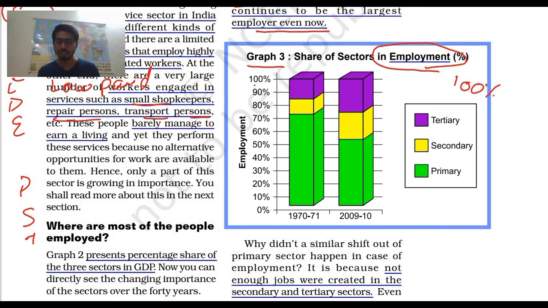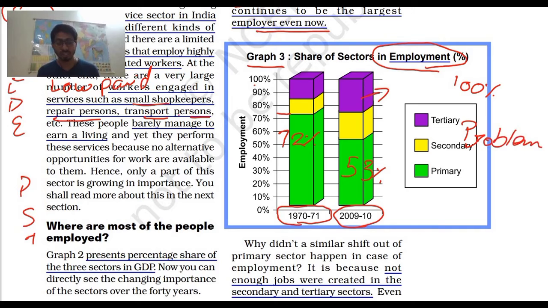Earlier in 1970-71, how much percentage of people were involved? It is near to 72%, as you can see here. In 2009-10, again near to 52 to 53% approximately, you can say. This sector, tertiary sector, is contributing more in the GDP, but the employment it is not able to generate. This is actually a problem.